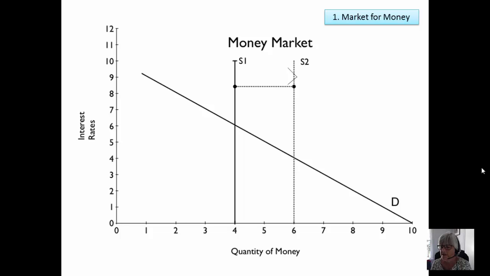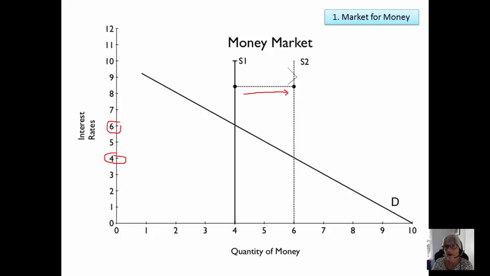In this graph, we see some monetary policy action that has increased the money supply. Okay, so we've shifted from S1 to S2. The vertical supply curve shifts out to the right. The demand curve is unchanged, so the equilibrium interest rate, shown on the y-axis, is going to drop. Here at curve S1, our equilibrium interest rate was around 6%. And now when the curve shifts out and it crosses the demand curve here, our equilibrium interest rate now is around 4%.